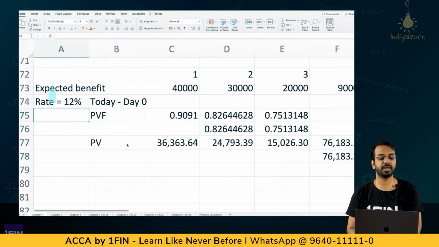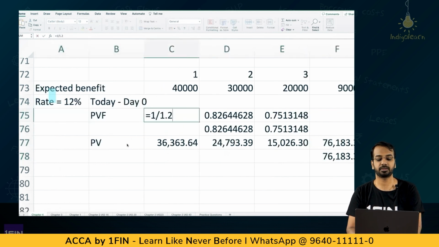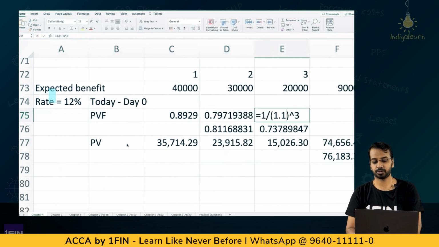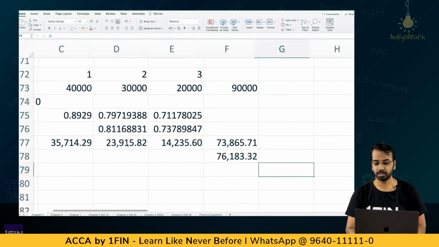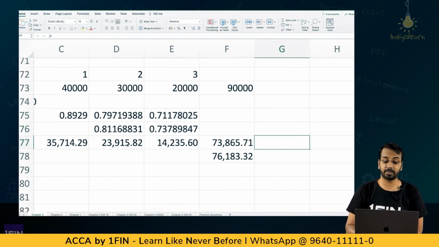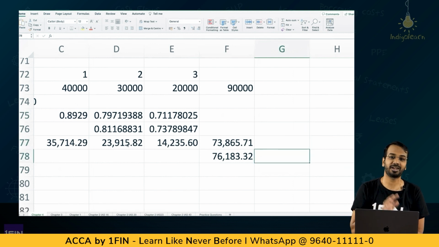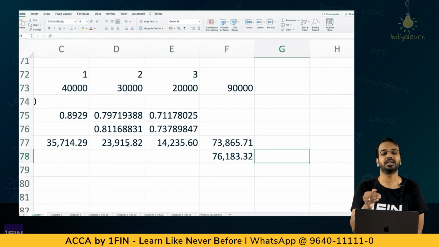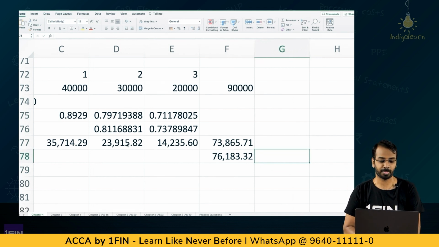76,183. Now, if the interest rate has increased to 12%, this will be 1.12, this will be 1.12, this also will be 12%. Now, what happened? The value of the asset, the present value of the cash flows, the value in use has gone down. So, if interest rates increase, there is a possibility that the value in use has reduced, and hence there is a possibility that there could be impairment. This does not mean that there is actually an impairment. This is just an indication that there could be an impairment.